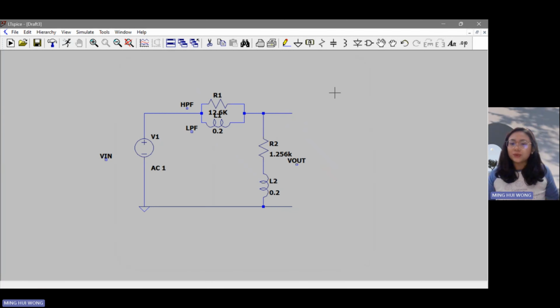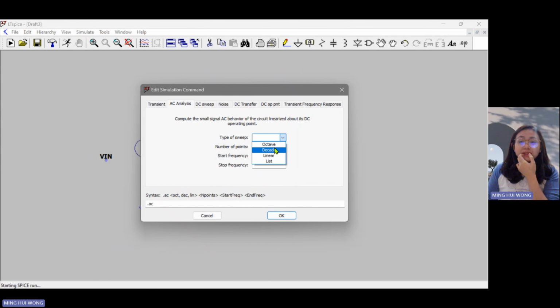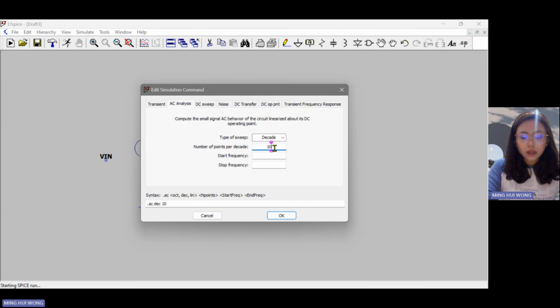We also want to test whether this circuit for the bandstop filter is valid or not, so we analyze this circuit using a graph. We click run. For question one we used transient, but for question two we use AC analysis. For the type of sweep we use decade, the number of points I put 100k, and the start frequency I put 10, and just put a bigger range so that we can clearly see the graph.